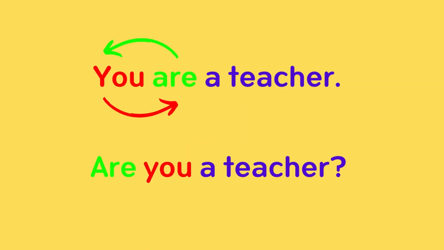So, look at the screen. You can see a simple affirmative sentence. You are a teacher. Now, in order to make it a question, it's easy peasy. Just change the place of are and you and bring our to be verb, are, at the beginning. Are you a teacher? That's it.